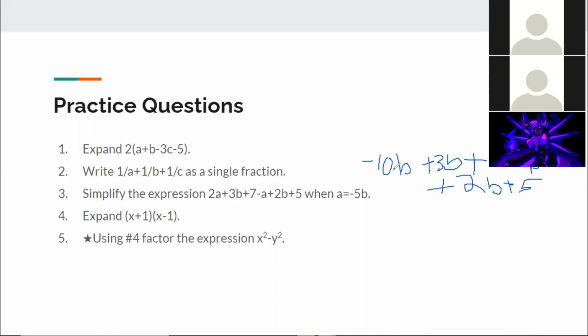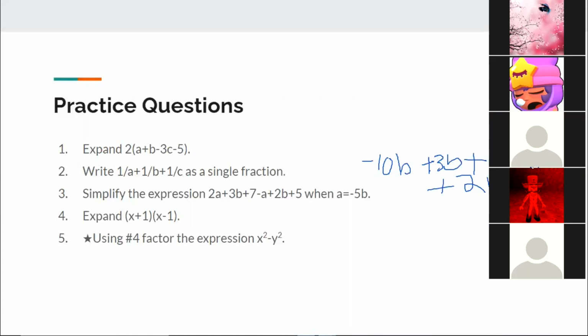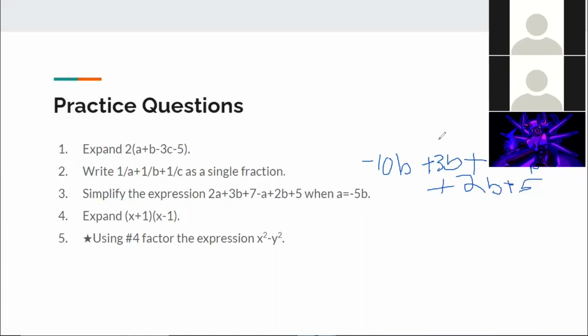So this just becomes negative 10b plus 3b, which is negative 7b, plus 5b plus 2b, which just becomes 0. They just all cancel out, plus 5. So our answer is 5.